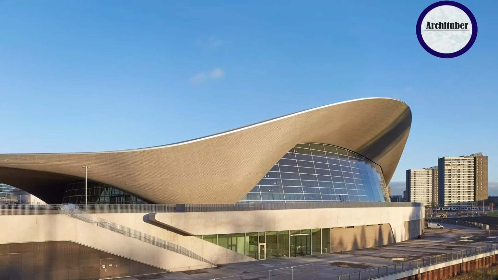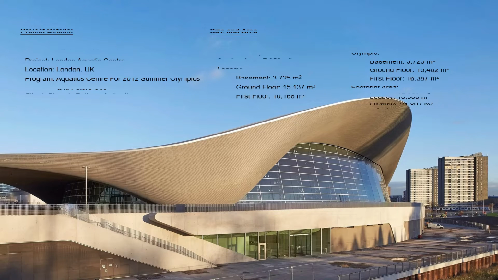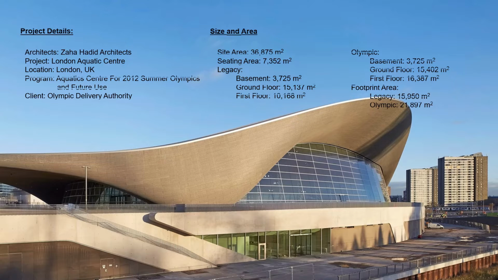Now discussing the project details. So this beautiful iconic building is designed by none other than architect Zaha Hadid. The project is London Aquatics Centre and it is located in London, UK. It was designed for the 2012 Summer Olympics and the future use.